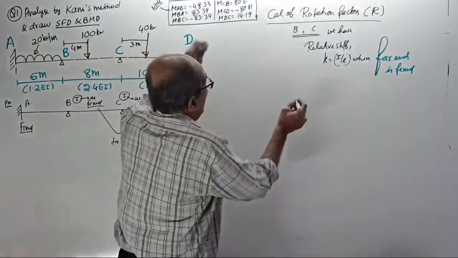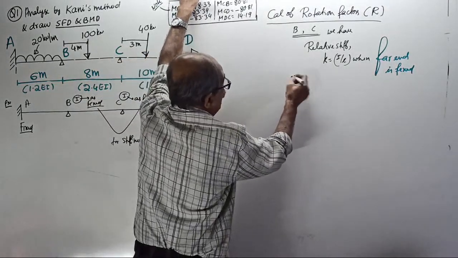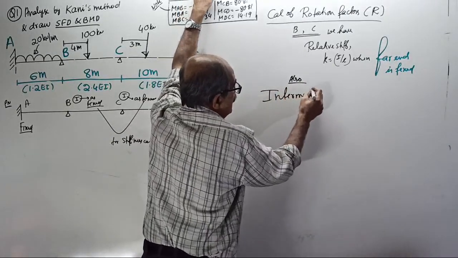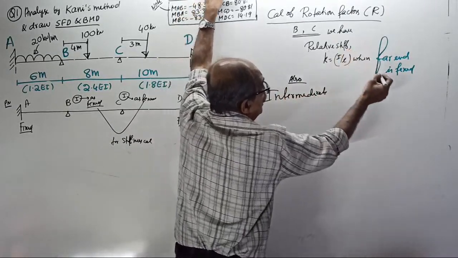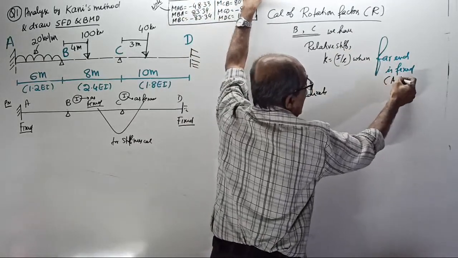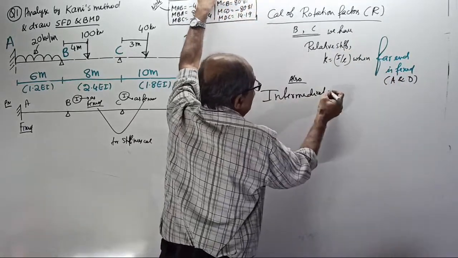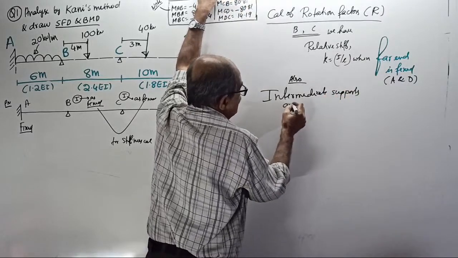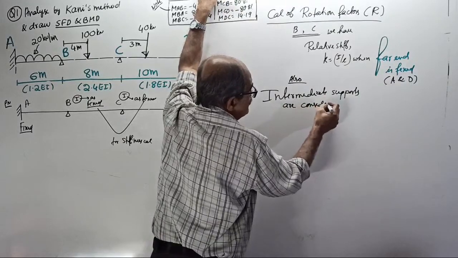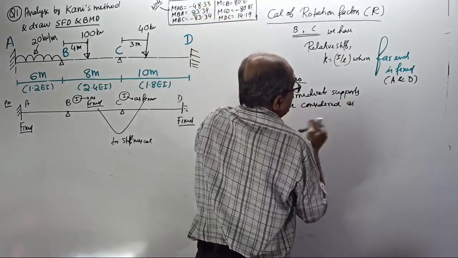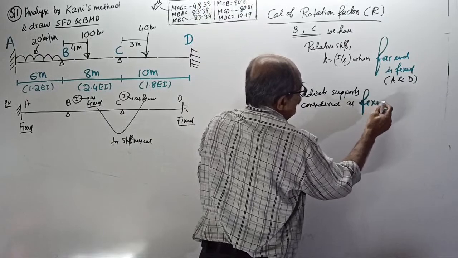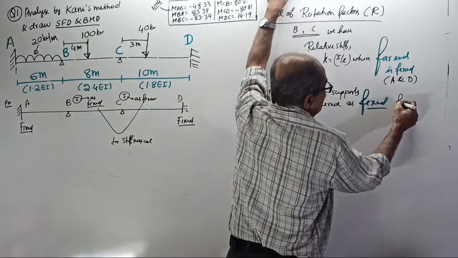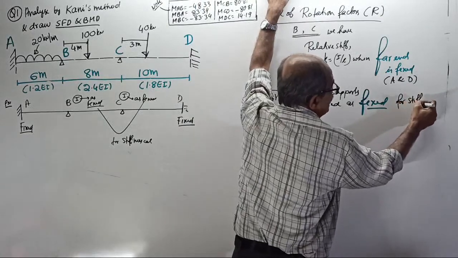And also, make a note. Intermediate supports, that is your A and D here, in today's question. Intermediate supports are considered as fixed. They are not absolutely fixed, for stiffness calculation.